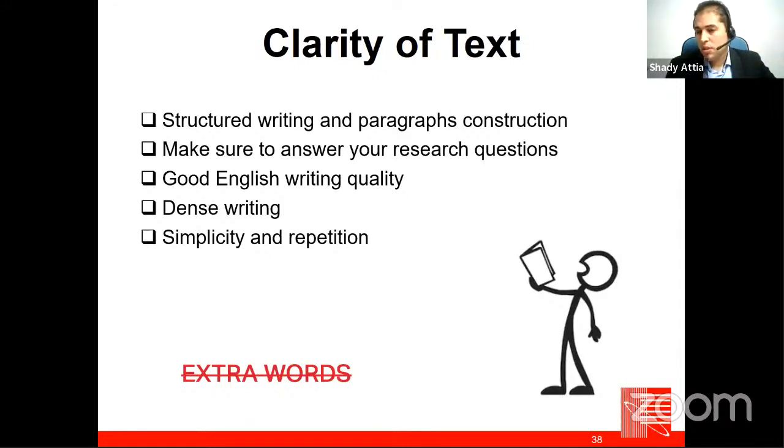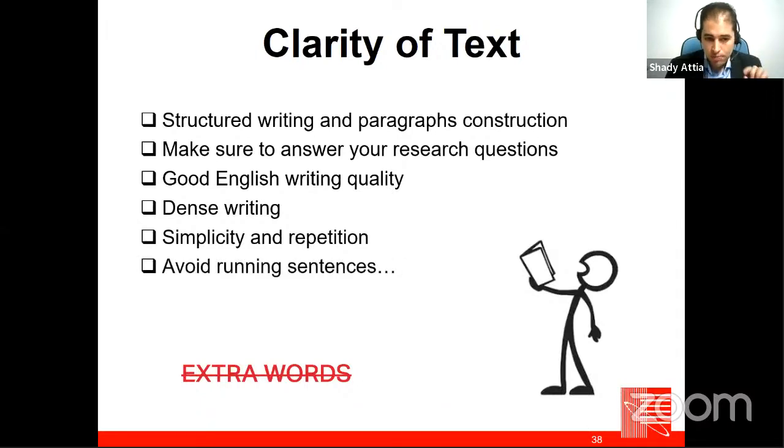Make sure that you have good English writing quality, dense writing as much as you can, simplify and repeat. Sometimes you need to repeat. Sometimes part of the abstract is repeated in the introduction. You remind the reader in the discussion what the purpose of the paper was, what research question we wanted to talk about. And in the conclusion, again, we have some repetition, because we repeat, more densely, what we did or said in the discussion.